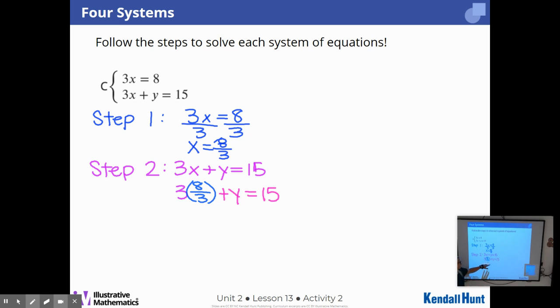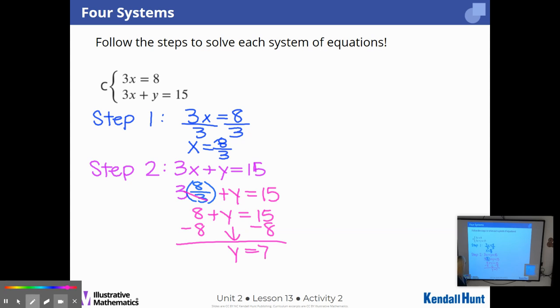Okay. So now I can continue to use my order of operations and solve for that. So 3 times 8/3 cancels that out, and I'm just left with 8 plus y equals 15. Subtract 8 from both sides. Bring down your y. 8 minus 8 cancel out, and 15 minus 8 is 7. So now I know that x is 8/3, y is 7. I can write my ordered pair for step 3. So we have 8/3, comma, 7.